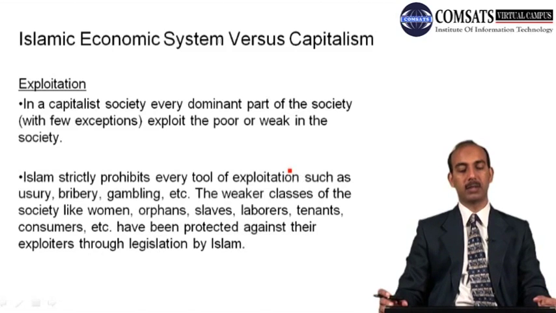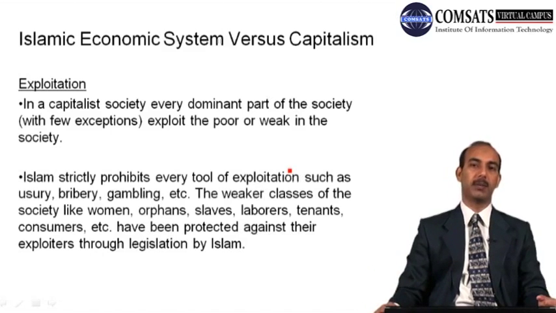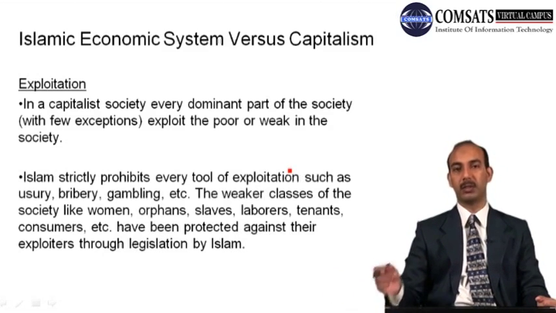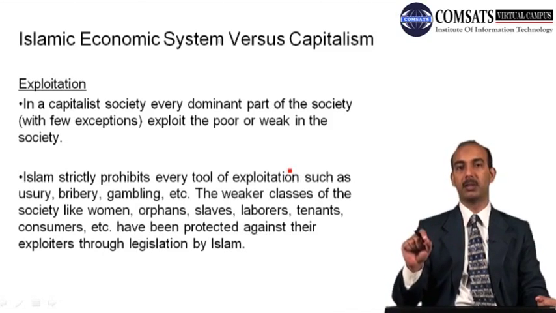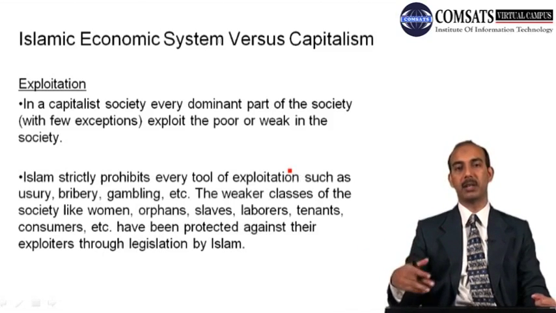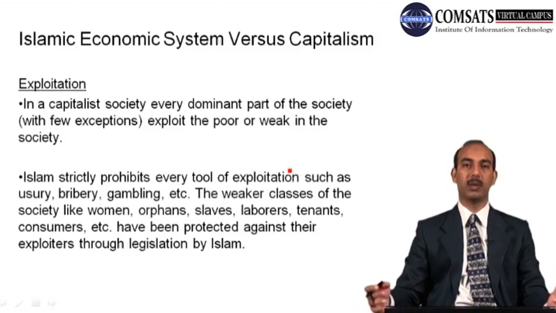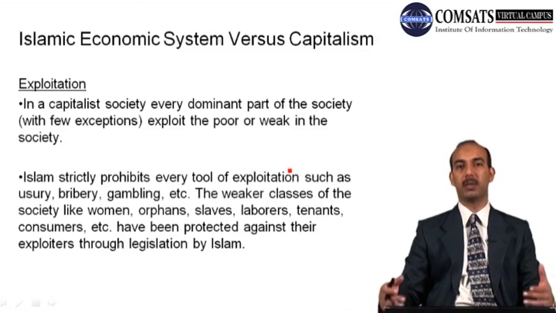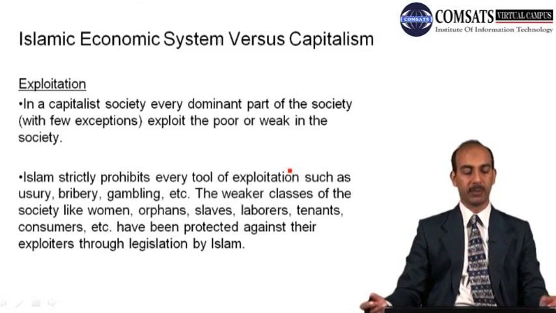The weaker classes of society, like women, orphans, slaves, laborers, tenants, and consumers, have been protected against their exploiters through legislation by Islam. For example, the properties of orphans. The Quran clearly says: don't devour the properties of orphans, rather do trade. So instead of targeting the properties using illegal means, Islam encourages us to engage in business activities such that we can earn profits and achieve our objectives.